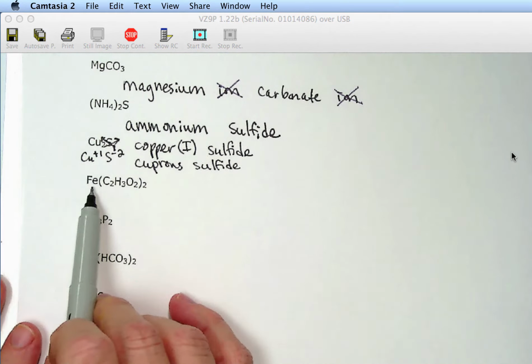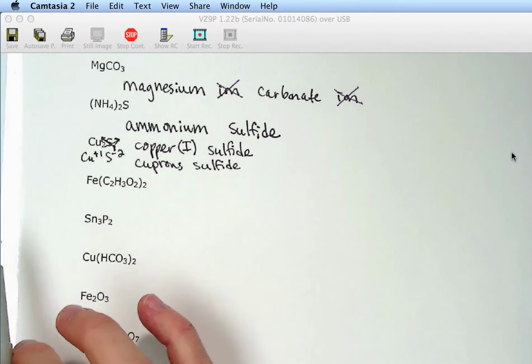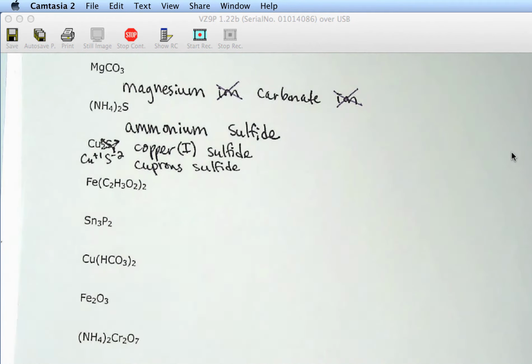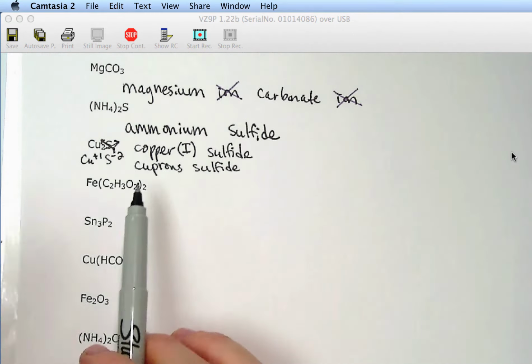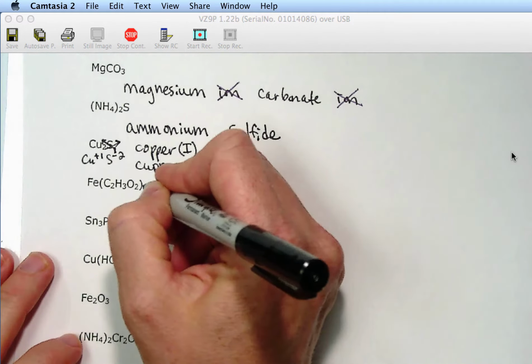Okay, so we have a metal. Is it a group 1, 2, or 3? No, it's a transition metal. So this is when, ding, ding, ding, I'm going to have to put a Roman numeral or an -ous or -ic on it. In order to figure out whether it's an -ous or an -ic, do the cross and raise.